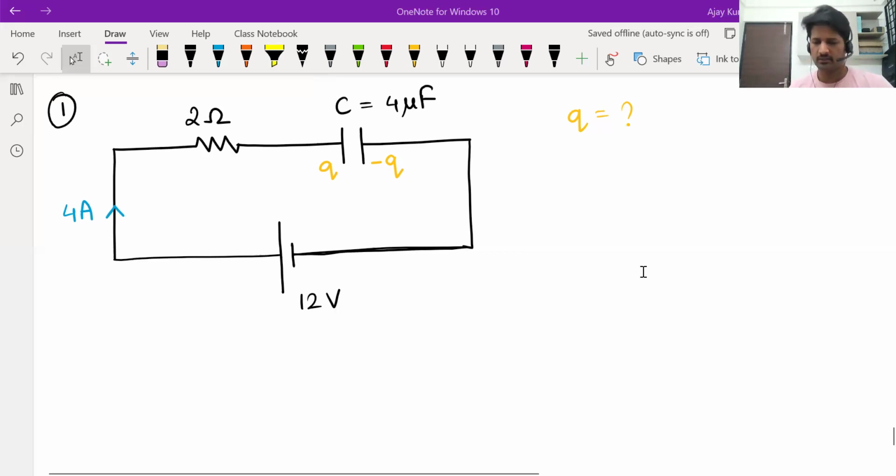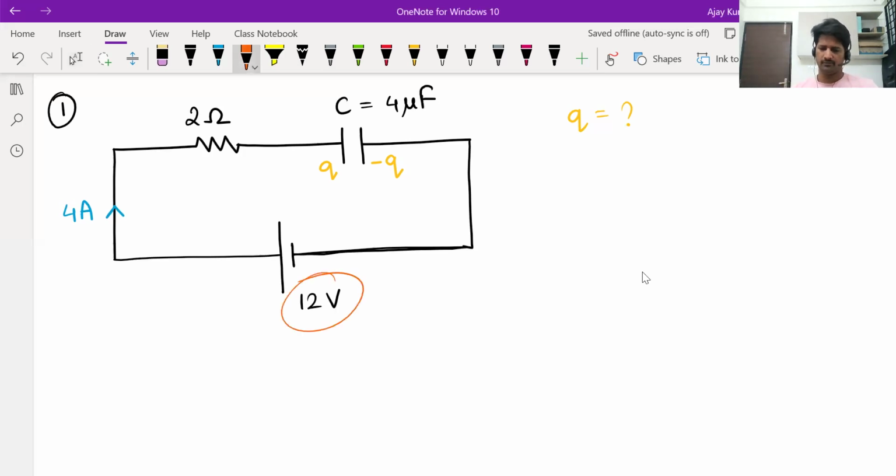Okay, listen, all of you. As I said, what we need to calculate is the charge on the capacitor. If you know potential difference, you can tell the charge. And to calculate potential difference across this capacitor, we need to apply KVL to this loop. Now, some of you may say, why don't we directly use Q is equal to CV by taking V as 12? That is not correct, because the 12-volt battery is not directly connected across the capacitor.